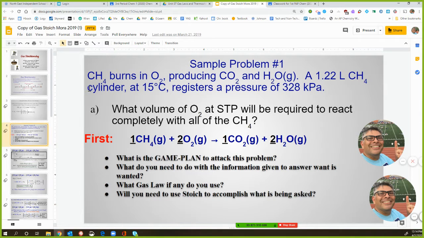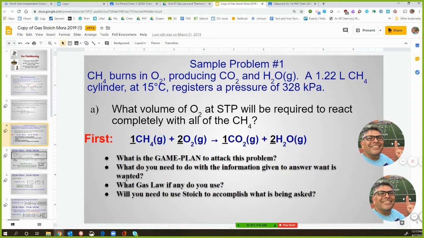So sample problem number 1: methane burns in O2, producing CO2 and water vapor. A 1.22 liter methane cylinder at 15 degrees Celsius registers a pressure of 328 kilopascals. That's the information given to you. The question you need to answer is: what volume of O2 at STP will be needed to react completely with all of the methane? First things first, we balance the chemical equation because we know we're going to use that. It's asking you the volume of O2, and they give you information about methane.